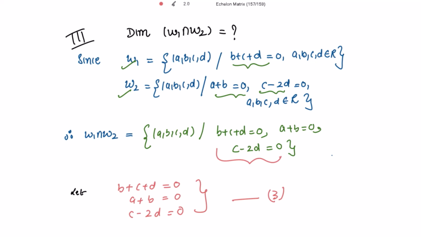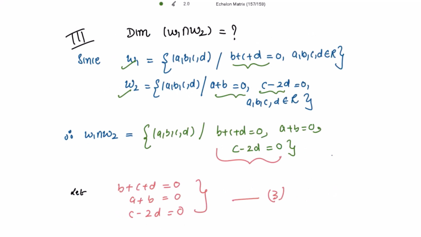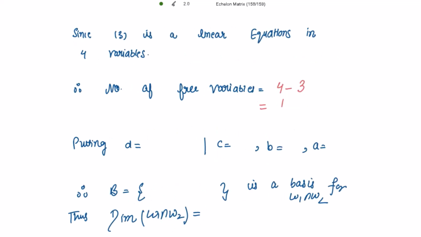This is a system of 3 linear equations in 4 variables, right? So the number of free variables is equal to the number of variables minus the number of linear equations, that is 4 minus 3, so this is equal to 1, and the number of free variables we need to choose is only 1. So always we need to choose that free variable whose coefficient is not equal to 1. So here I am choosing D and just giving the value of D to be equal to 1.